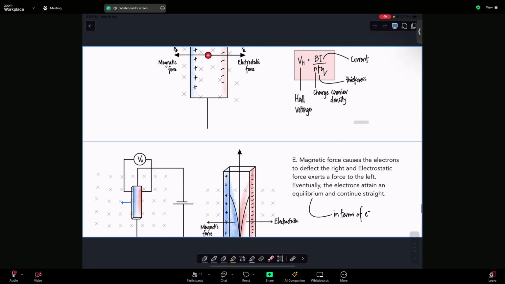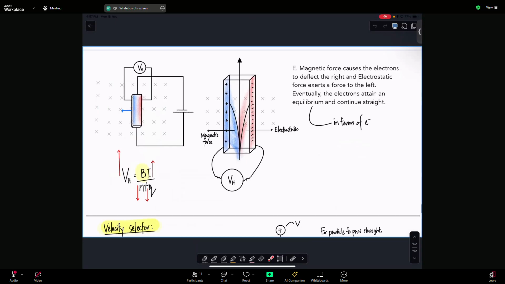Okay. And there's another question they ask you is that the magnetic force causes the electrons to deflect to the right, and the electrostatic force causes them to go to left. Eventually, the electrons attain an equilibrium and continue in a straight line. So they're trying to go this way and that way. Both of them are equal and opposite. So eventually, they just go to the center like that, balanced out.